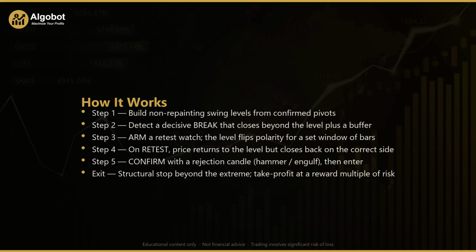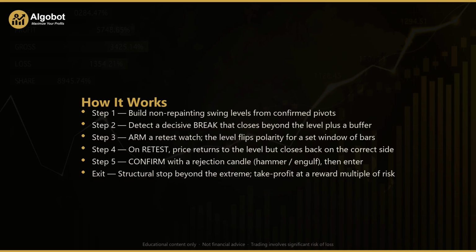Now the strategy waits for the retest. Within that window, it looks for a bar that dips back down to the flipped level, coming within the retest tolerance, yet still closes back above it. This shows the old resistance is holding firm as new support.